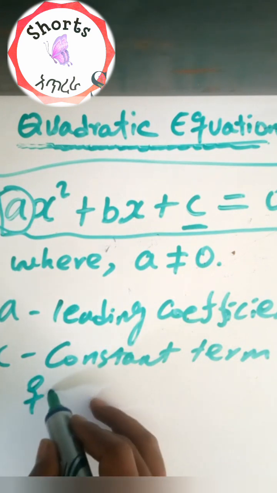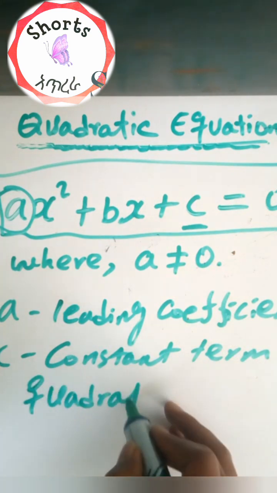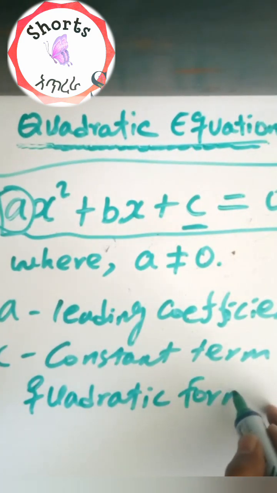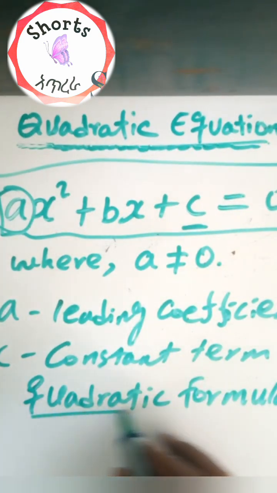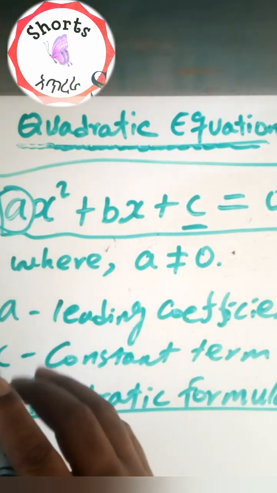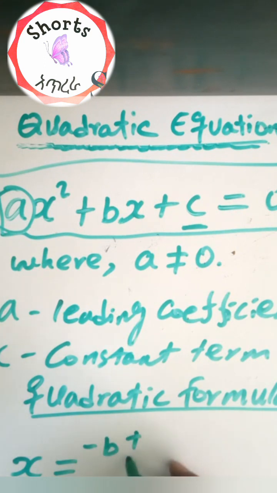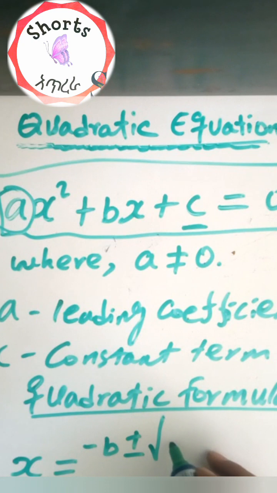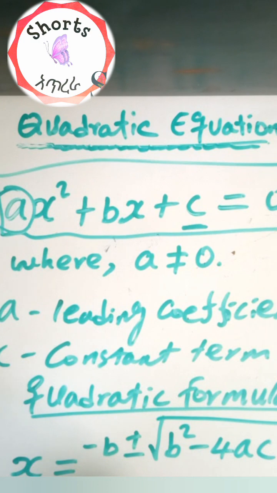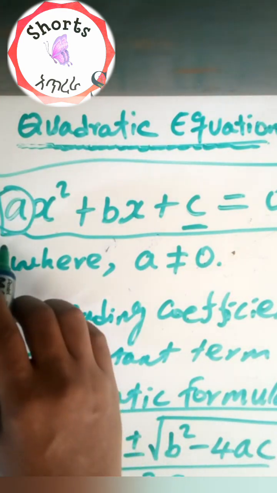The quadratic formula is used to find the solution for a quadratic equation. It is defined as x is equal to minus b plus or minus the radical of b square minus 4ac, over 2a. All the terms b, a and c are taken from the quadratic equation.